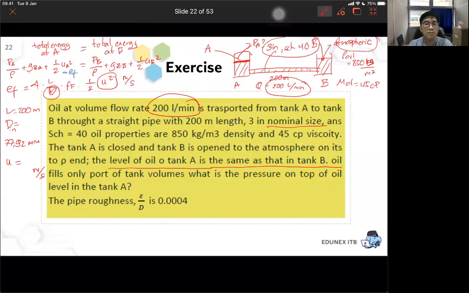Can you calculate? From the inside diameter, 77.92 millimeters, please convert it to meters. Then you calculate the area, and the volumetric flow rate should be in cubic meters per second. Then you divide it by the area, which should be in square meters. Okay, try to calculate.